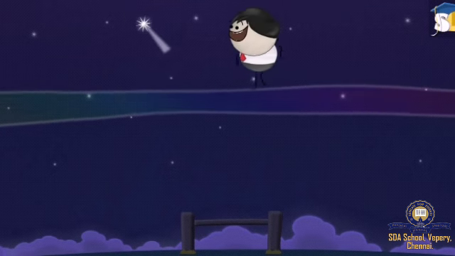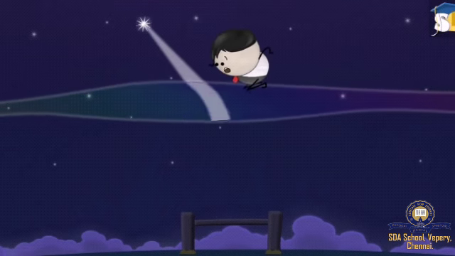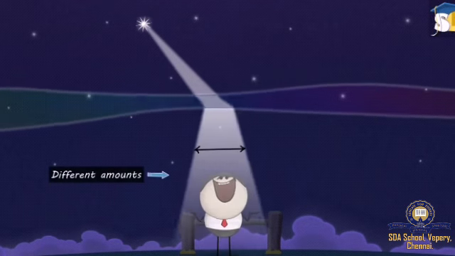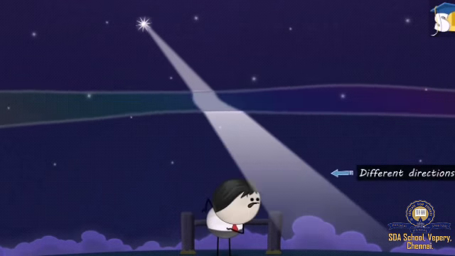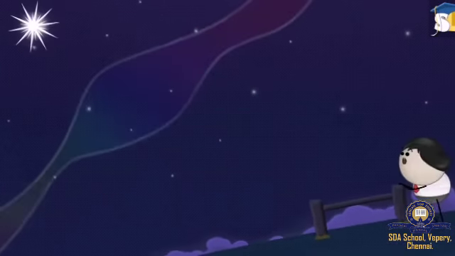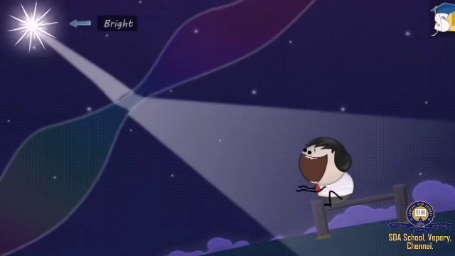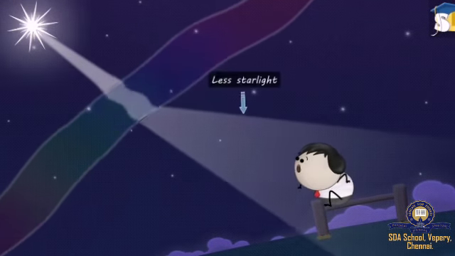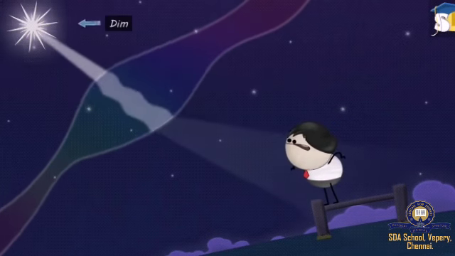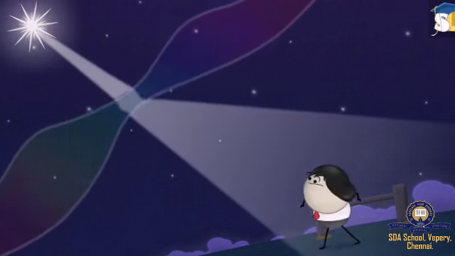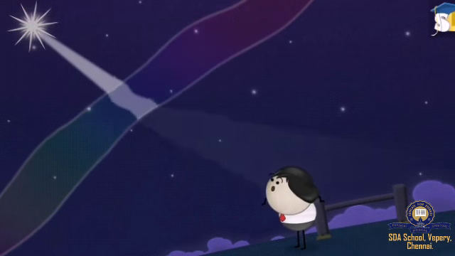When the light of a star travels through space towards us, the continuously changing Earth's atmosphere refracts or bends the light by different amounts and in different directions every moment. When the atmosphere refracts more starlight towards us, the star appears bright, and when the atmosphere refracts less starlight, the star appears dim. In this way, the amount of starlight reaching our eyes increases and decreases, causing the star to appear twinkling.